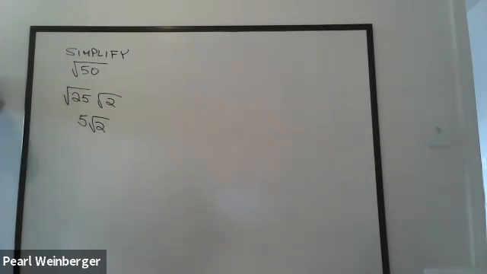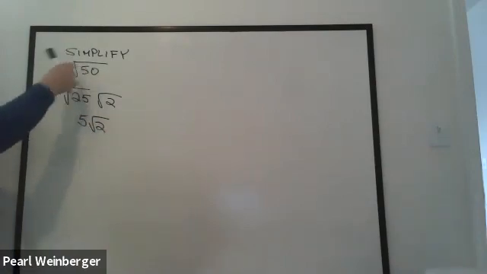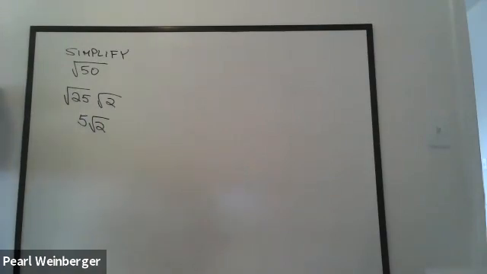Why is this called simplifying? Because the number inside the radical is much smaller. That's what simplifying a radical means. Try to get your radical as small as it possibly can. The number outside is fine. What you need is the number inside the radical to be as small as possible.